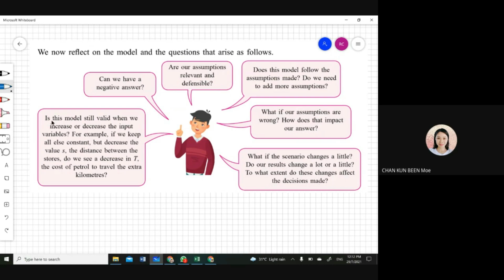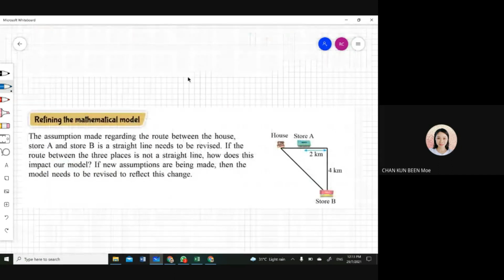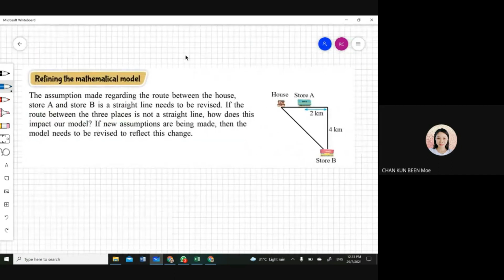And here, is this model still valid when we increase or decrease the input variables? For example, if we keep all else constant, but decrease the value S, the distance between the stores, do we see a decrease in T, the cost of petrol to travel the extra kilometer? So you are going to reflect on all the questions over here and find out whether you can refine the mathematical model or not. Okay, so we enter into the fifth one, refining the mathematical model.